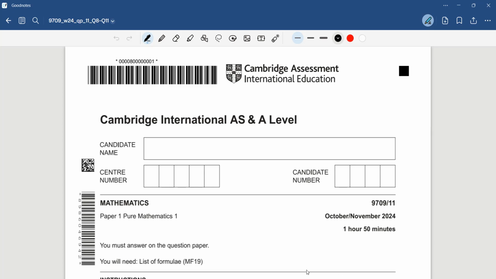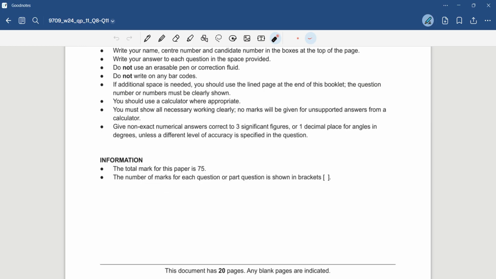So welcome back. Today we're going to continue with Pure Maths 1, October/November 2024, variant 1. We're going to continue with question number 8 to question number 11.